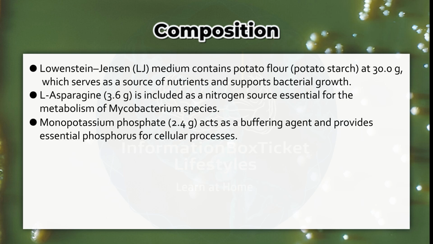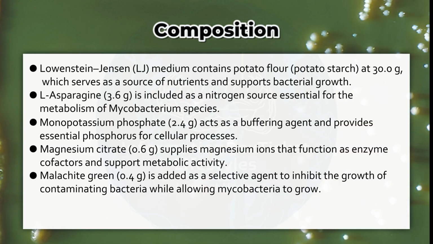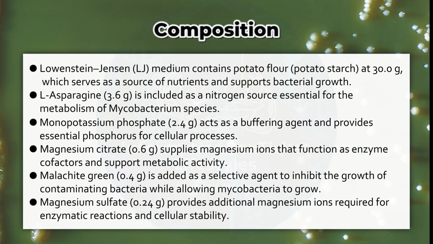Monopotassium phosphate, 2.4 grams, acts as a buffering agent and provides essential phosphorus for cellular processes. Magnesium citrate, 0.6 grams, supplies magnesium ions that function as enzyme cofactors and support metabolic activity. Malachite green, 0.4 grams, is added as a selective agent to inhibit the growth of contaminating bacteria while allowing mycobacteria to grow. Magnesium sulfate, 0.24 grams, provides additional magnesium ions required for enzymatic reactions and cellular stability.